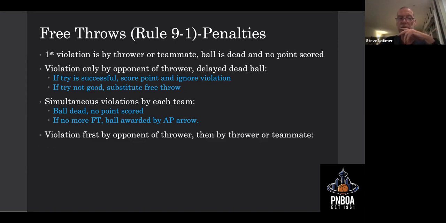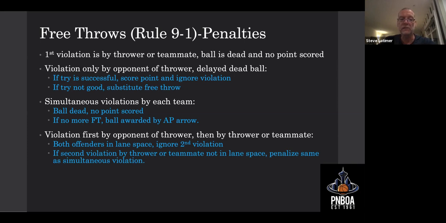And if the violation is first by the opponent of the thrower and then by the thrower or the teammate, so the opponent violates first and then the offensive team violates second. If both offenders are on the lane spaces, you just ignore the second one. So the first lane space, the player goes in early. The second lane space goes in after that, following them. You just ignore that one. You don't call that violation. So if the shot goes in, there's no consequence. If the shot's missed, there's a delayed dead ball, and you would issue a second free throw, a substitute free throw.